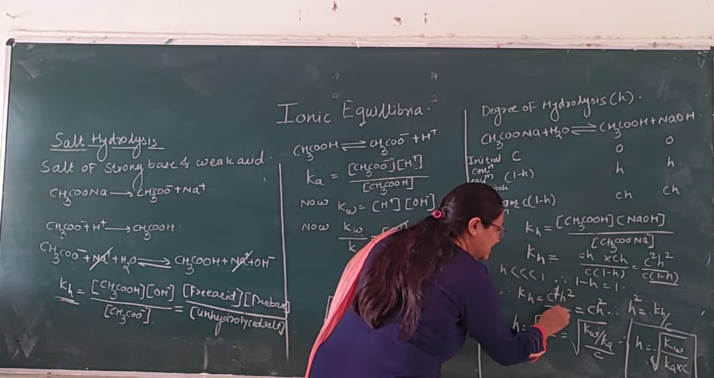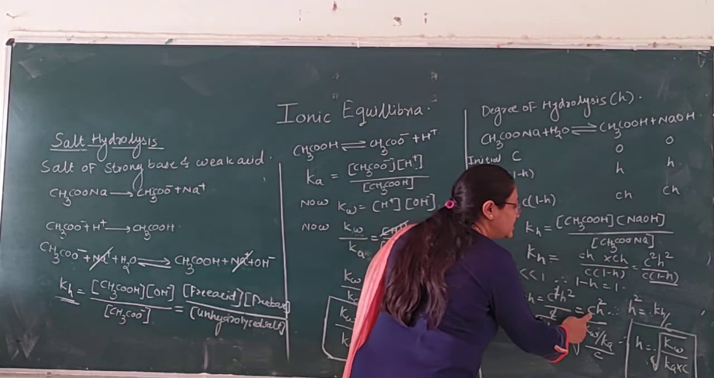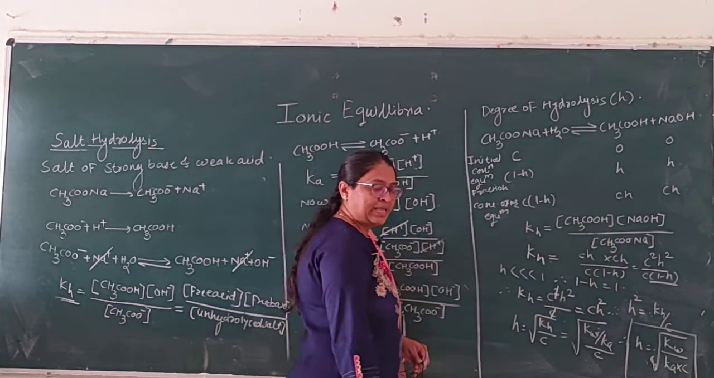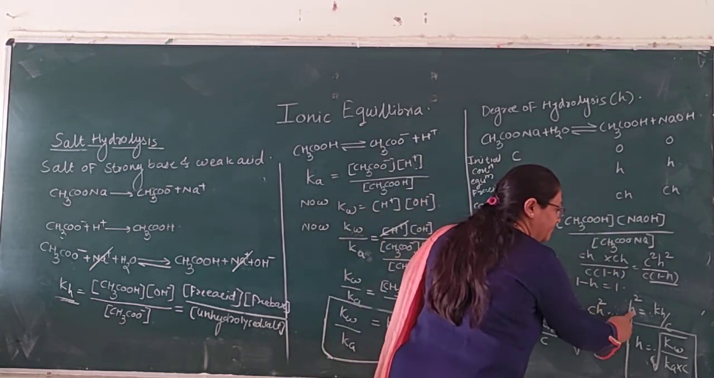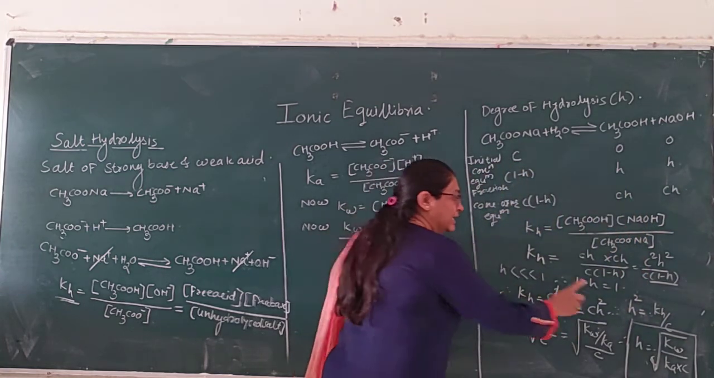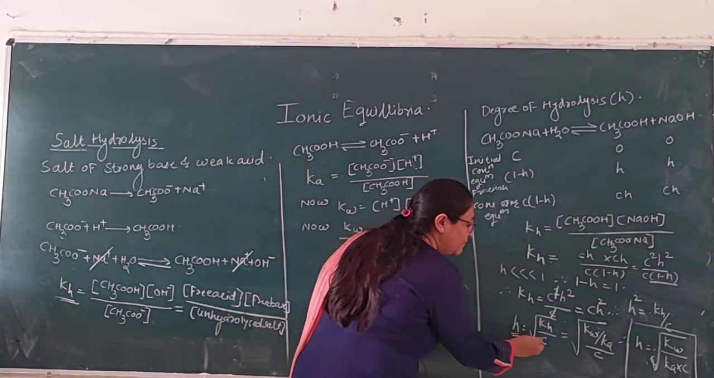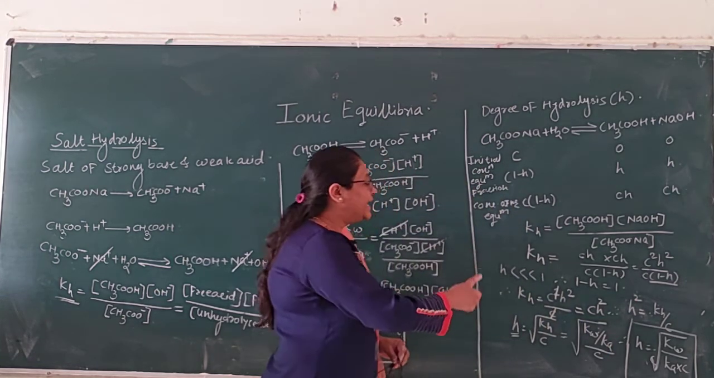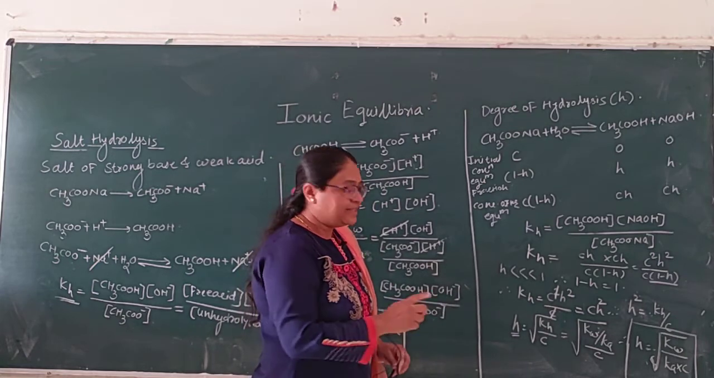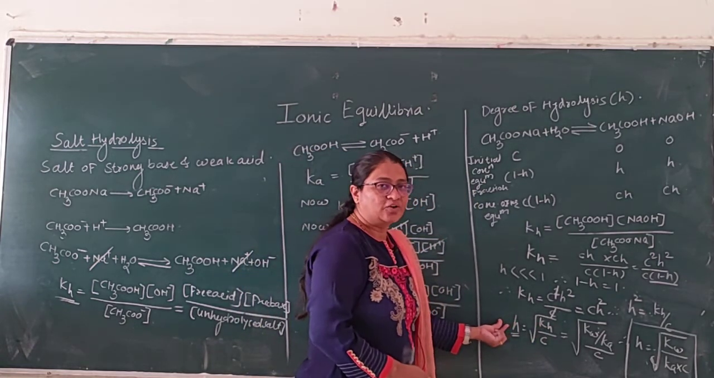Now, therefore, we will cancel one of the denominator C. Therefore, Kh is equal to Ch square. And therefore, h square will be Kh divided by C. So we will take only h. So h will be equal to square root of Kh divided by C. This is the relation between the hydrolysis constant and the degree of hydrolysis.